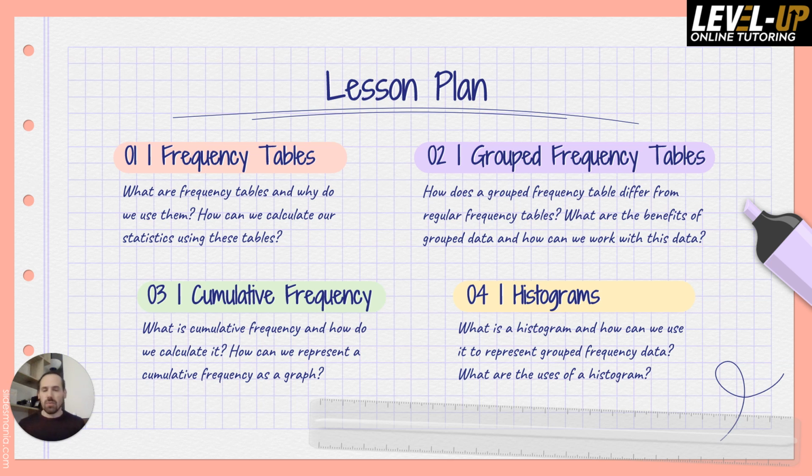So we can look at frequency tables, what they are, why we use them, what are the pros and cons of using them. We can then look at grouped frequency tables. What does it mean to group our data, and how do we group it? Why do we group it? And what limitations does that put on us when we're trying to calculate statistics?